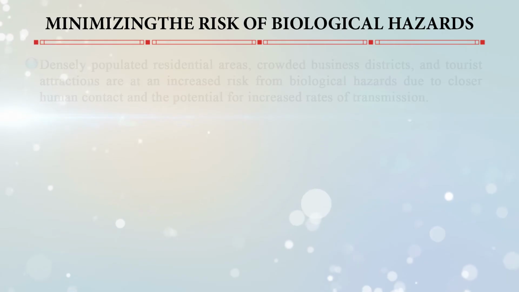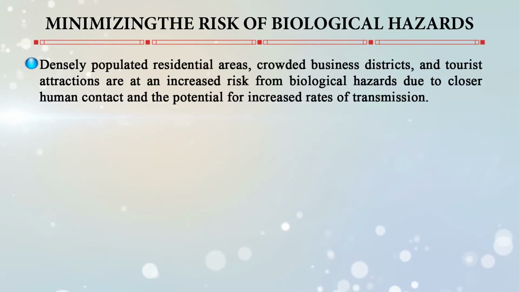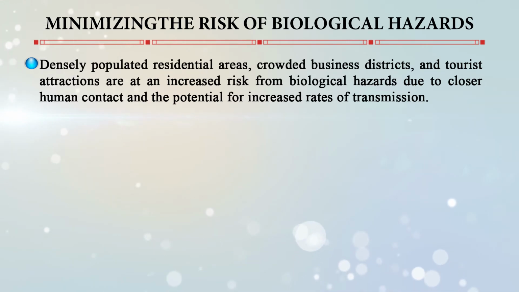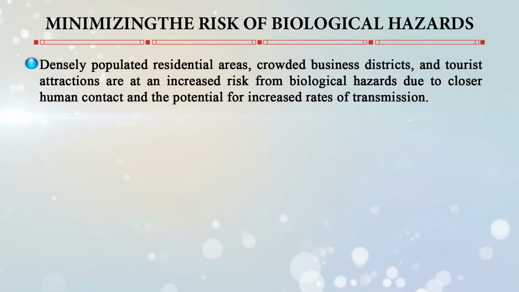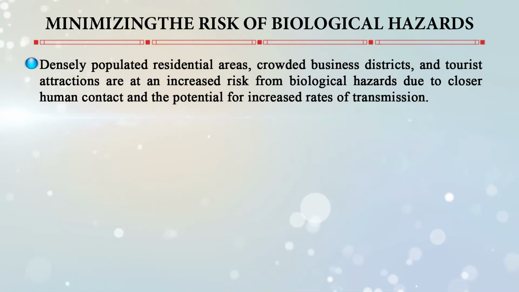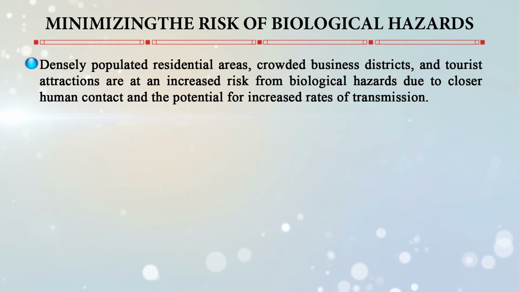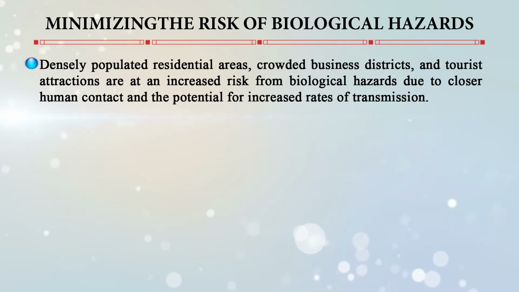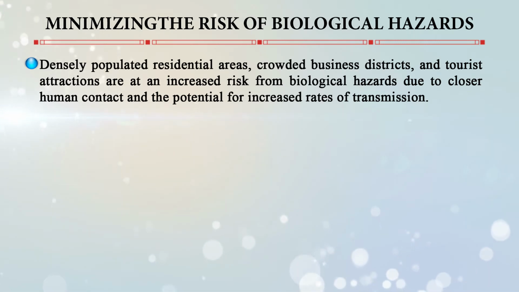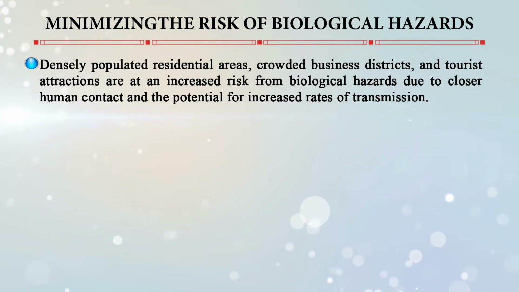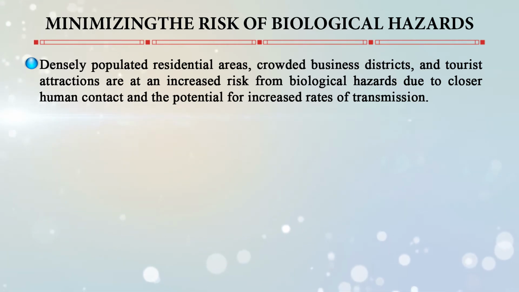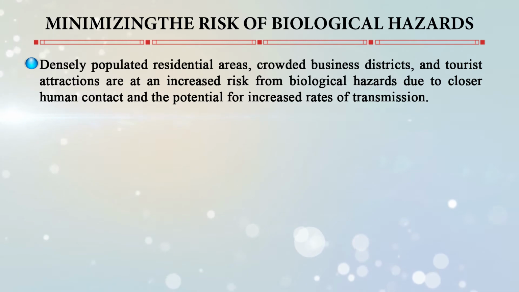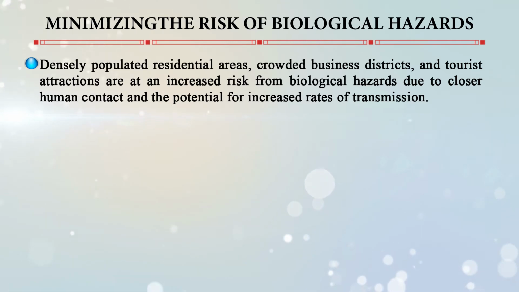Minimizing the risk of biological hazard. So how can we minimize the risk? Densely populated residential areas, crowded business districts and tourist attractions are all at increased risk from biological hazards, because there is closer human contact and potential for increased rates of transmission. That is why, whenever there is a pandemic or an epidemic, guidelines are issued by the city headquarters, such as only 50 people being allowed at one time into a shopping complex, or only 100 being allowed for certain family functions and so on.